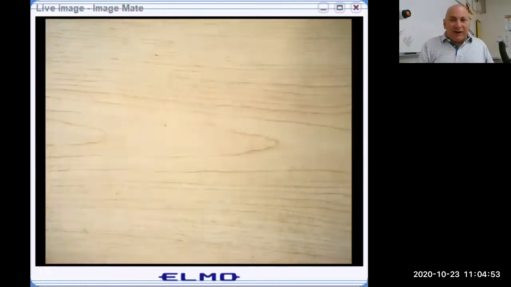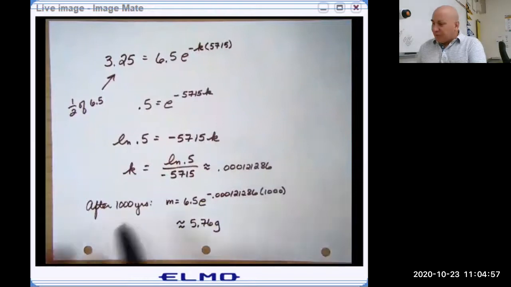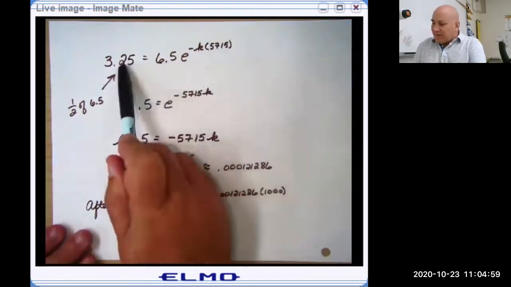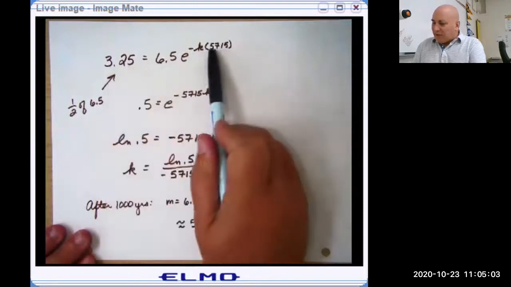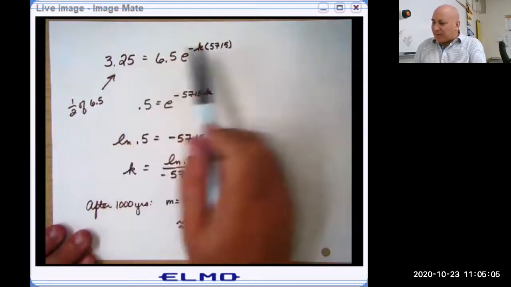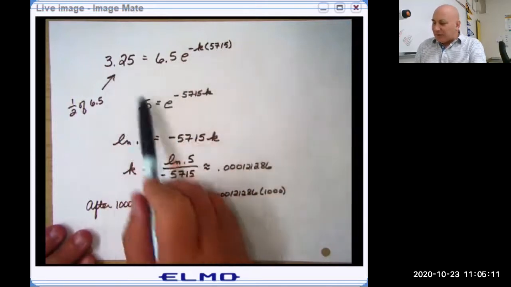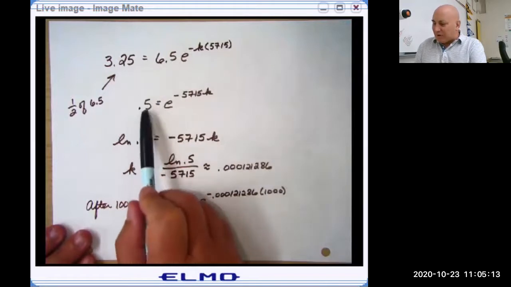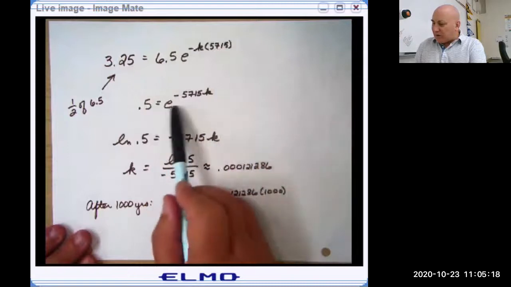So first thing we have to do is solve for K. Good thing we know the half-life. So half of 6.5 is 3 1/4. And I know that I would get 3 1/4 grams after 5,715 years. So I divide both sides by 6.5, so there's my 1/2. So this quantity over here has got to equal 1/2.